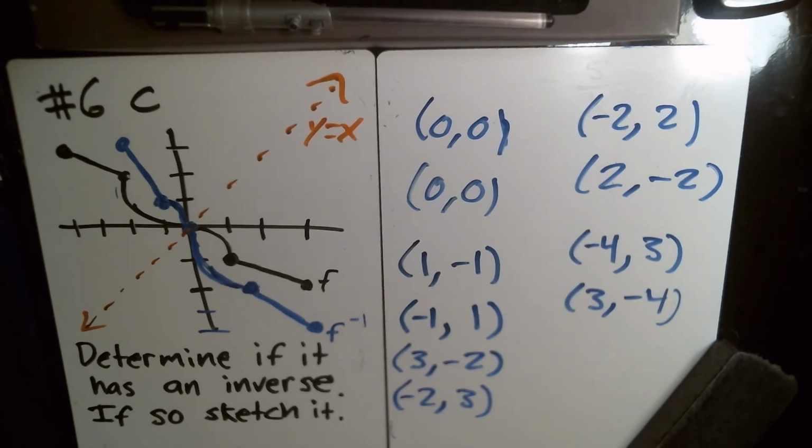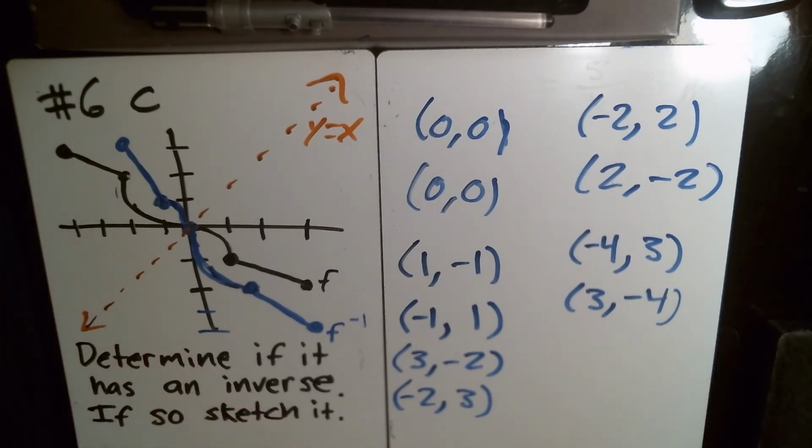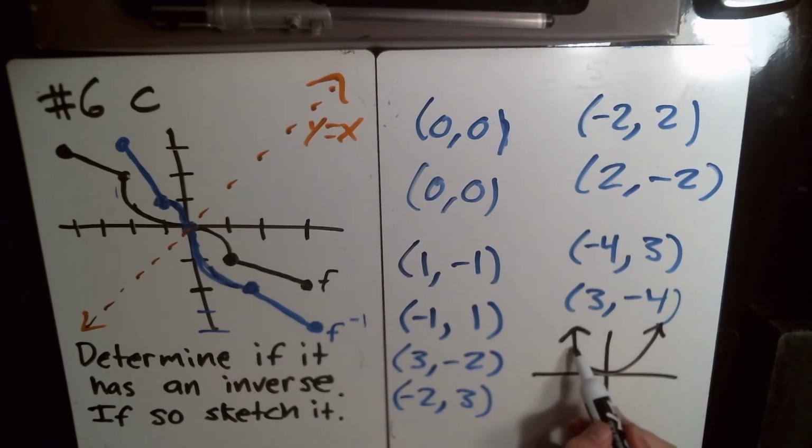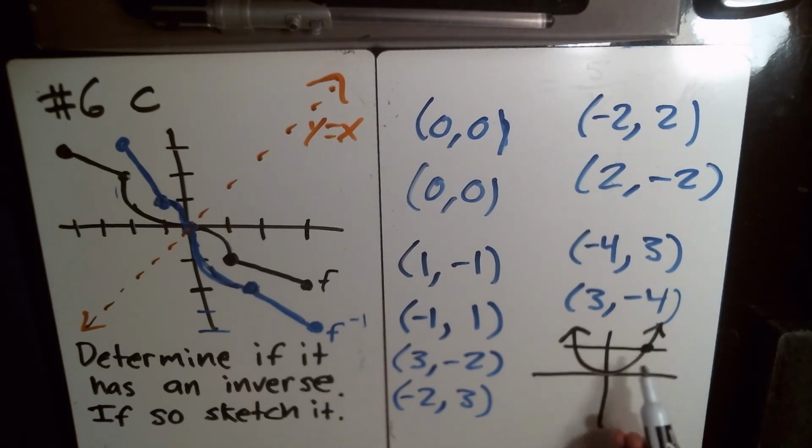Remember, when will something not have an inverse? Well, if you have something like this, where when you draw a horizontal line you cross twice, this does not have an inverse, because it doesn't pass the horizontal line test. But anything that passes the horizontal line test will have an inverse function, and you sketch it using that same method we just described, okay?